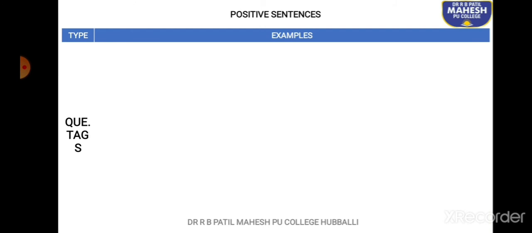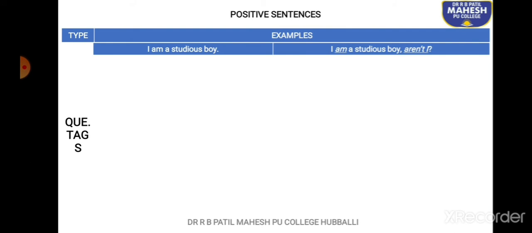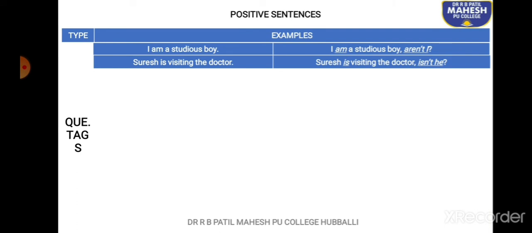The question tags, type and examples are mentioned here. The first one here is positive sentences, in which I am a studious boy is an assertive sentence. How does it change to a question tag? I am a studious boy, aren't I? Second sentence. Is is the auxiliary verb. Suresh is visiting the doctor, isn't he? So a very simple process here.